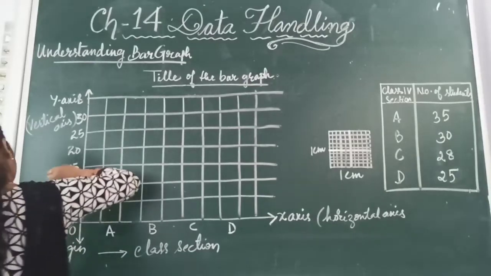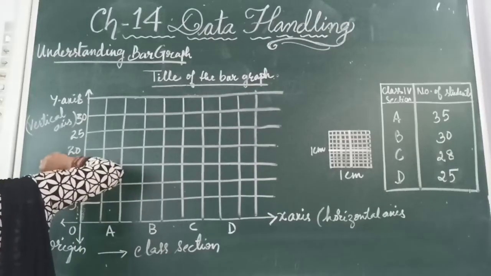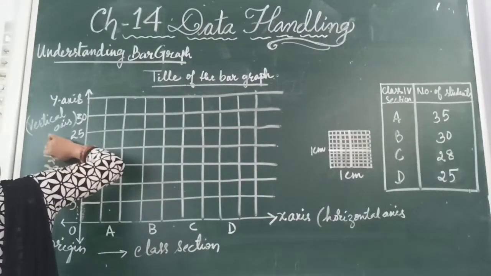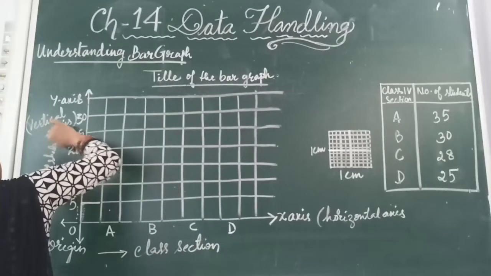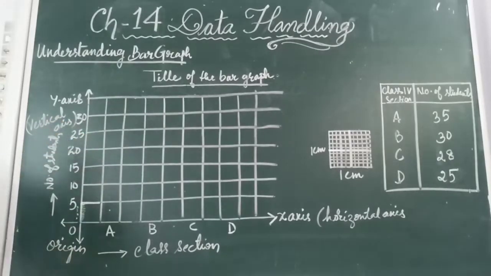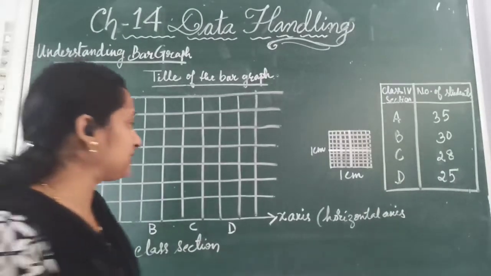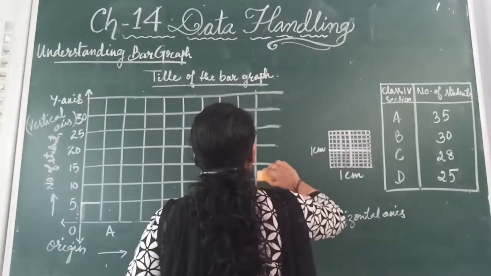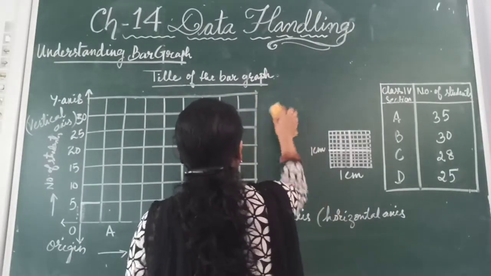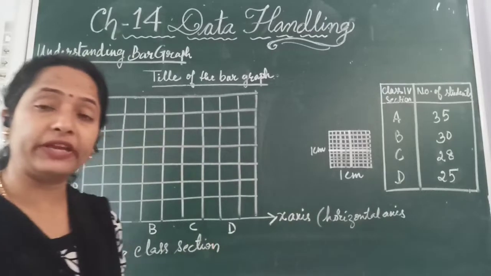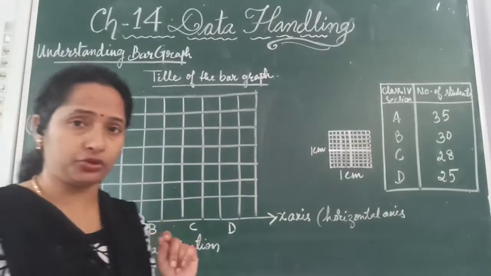We have taken the information of number of students. So, you have to mention here number of students. Apart from this, the most important part is writing the scale of the graph. Scale can be written with the help of the data or information that you got.